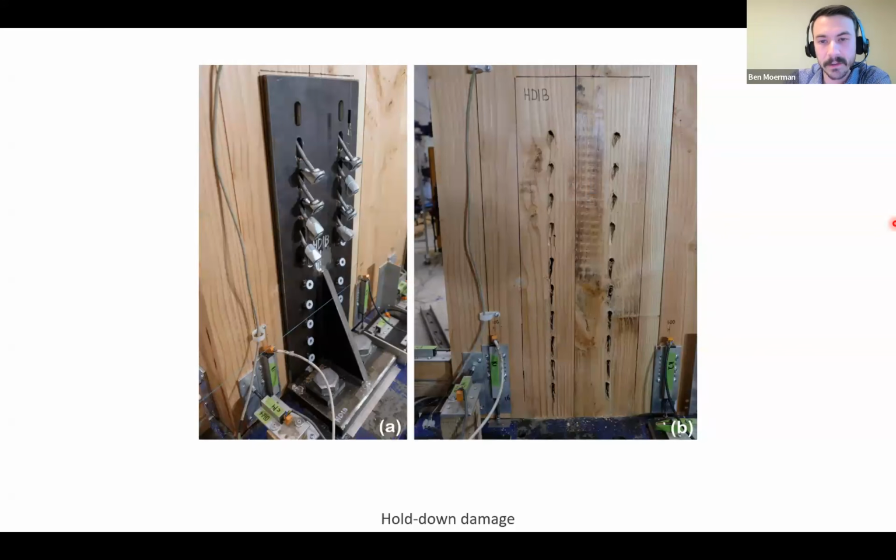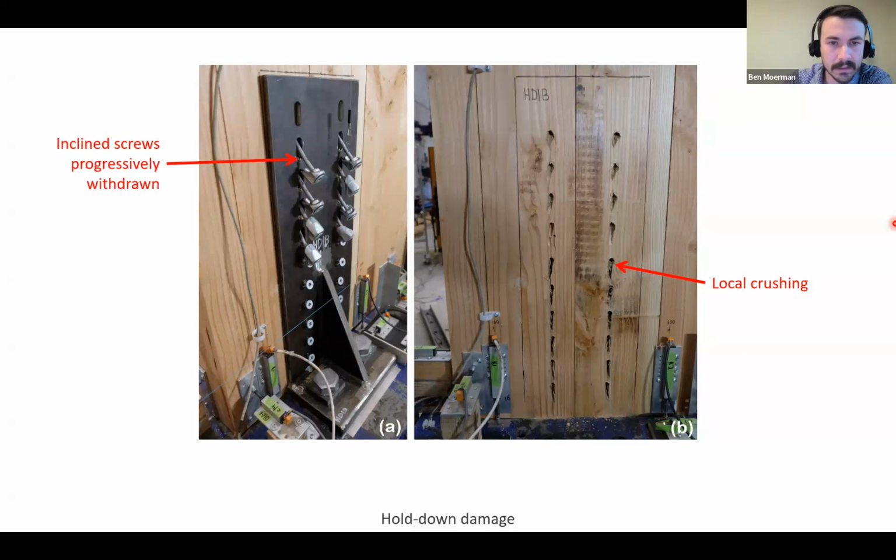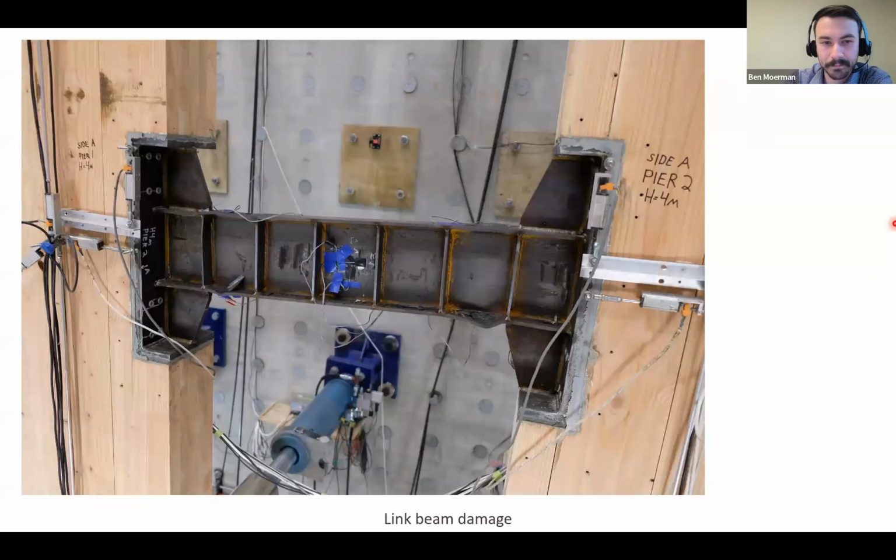We'll first look at the wall base and look at some typical damage that we saw throughout the test. So in the hold down, basically we saw some local crushing around the screws as they were bending, and the inclined screws were pulling out. So yeah, you can see they're pretty significantly withdrawn. I think at this part of the wall, we were seeing uplifts of 150 millimeters or so. You can see those screws are withdrawn and bent.